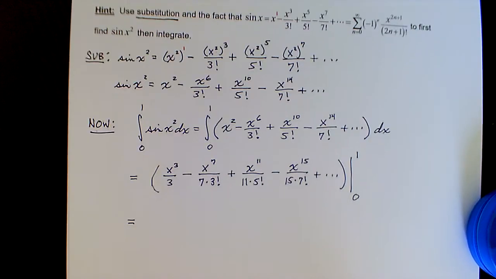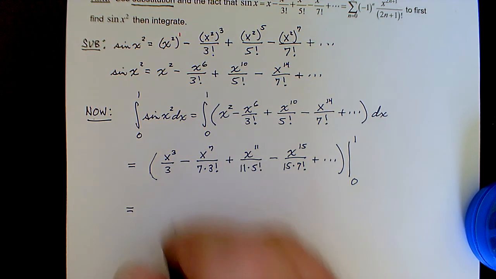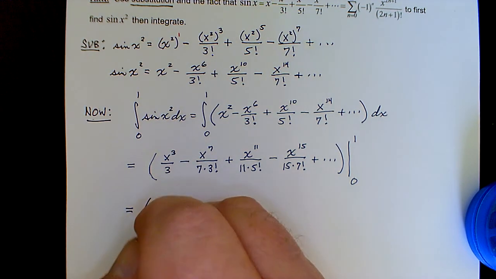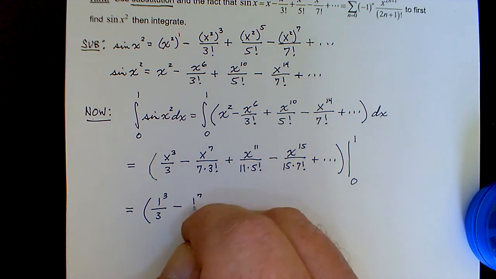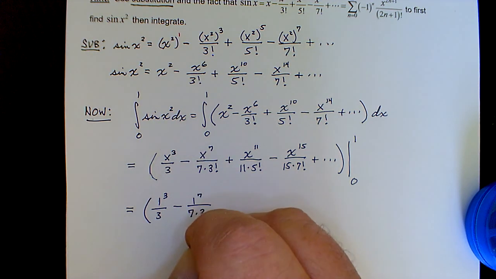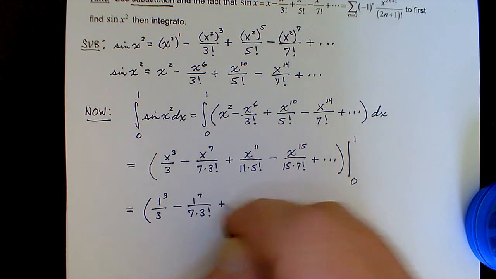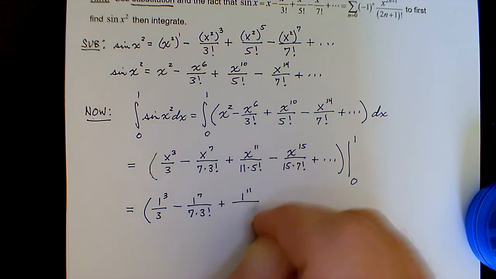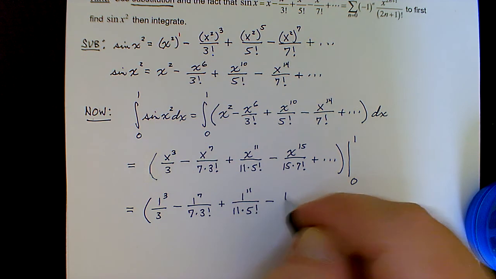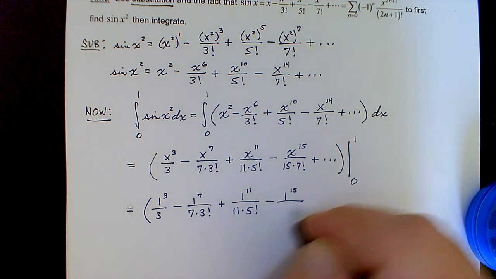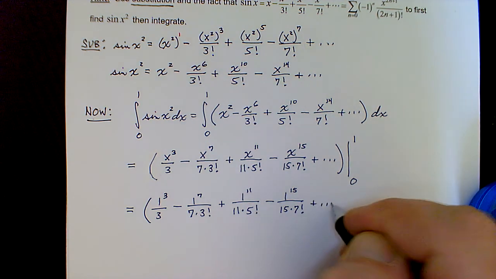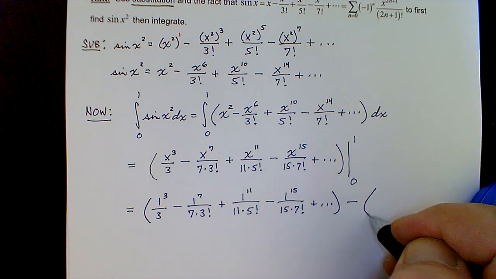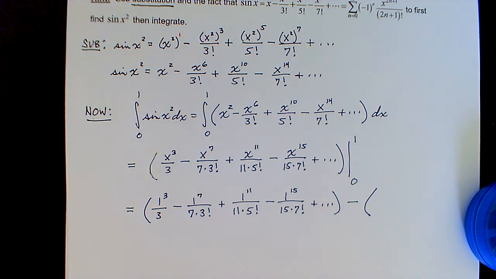Okay, so now by the fundamental theorem of calculus, upper limit goes in, so 1 goes in for x. So 1 cubed over 3 minus 1 to the 7th over 7 times 3 factorial plus 1 to the 11th over 11 times 5 factorial minus 1 to the 15th over 15 times 7 factorial, and so on. And now minus the lower limit goes in.